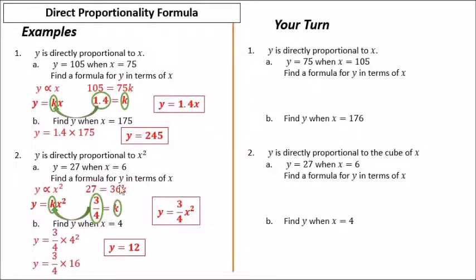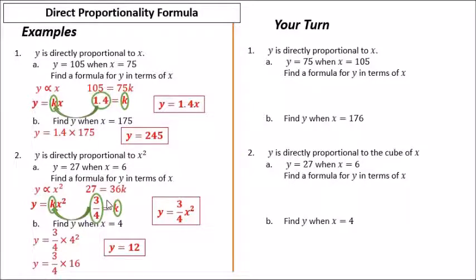Then we can solve this equation to find our general value for k, because k is a constant, it never changes. So we can find that value. If we divide both sides of our equation by 36, we end up with 3/4 on the left and k on the right. Notice that it's okay to have a fraction here.